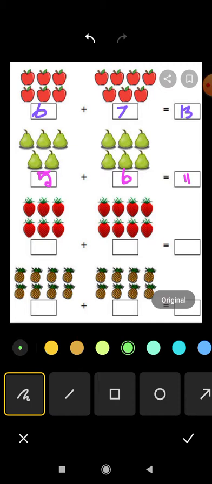And the next one is cherry. Okay, so how many cherries are there in the first box now? Count it: 1, 2, 3, 4, 5, 6. So how many in total? On the left side, the group of objects is 6. Okay, and next on the right side: 1, 2, 3, 4, 5, 6, 7, 8. So how many objects are there? 8. Okay.